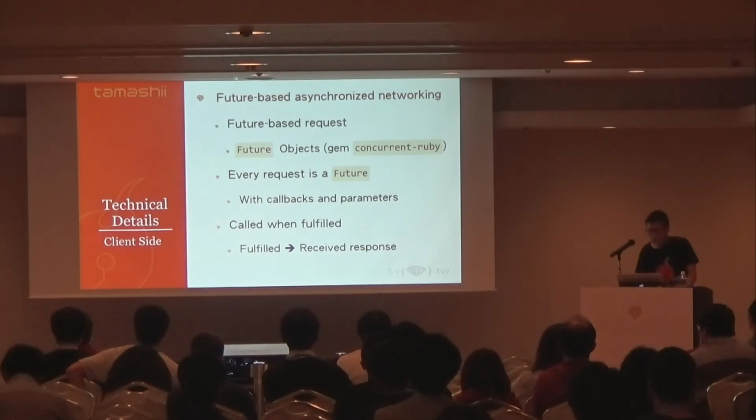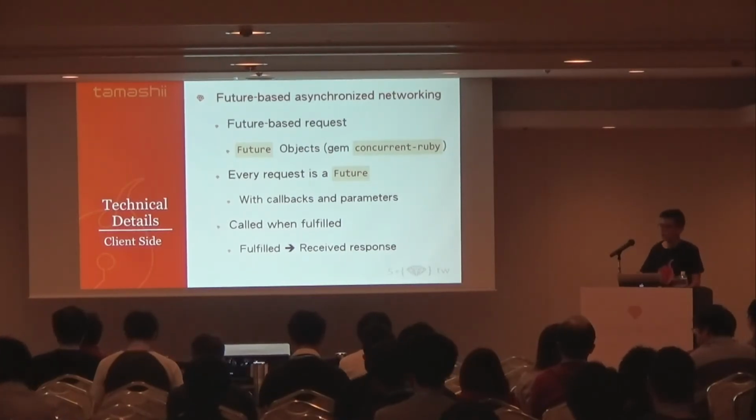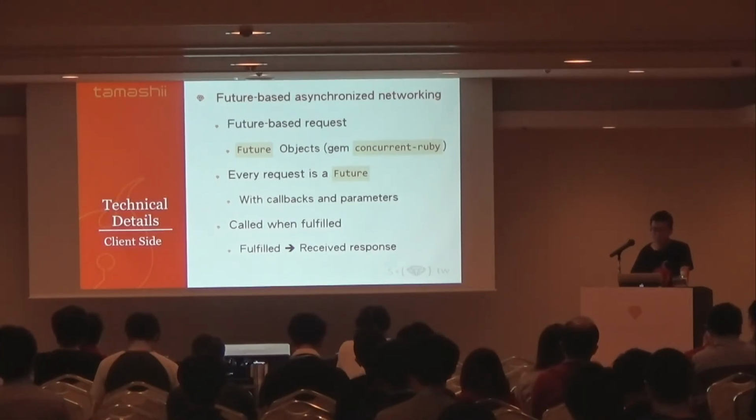Again, our request object is mainly based on the future object, so we call it a future-based request. The future object is from the gem concurrent-ruby. Every request here is a future. The future is an object that can connect with a callback and some parameters. When it is fulfilled, one of the callbacks will be called on the future object. In our model, when the response is received from the server, we will call the callback in the request object.